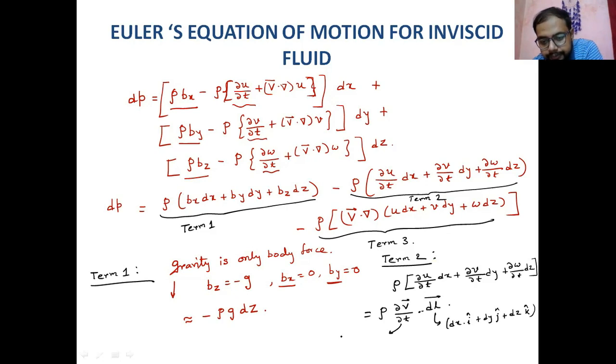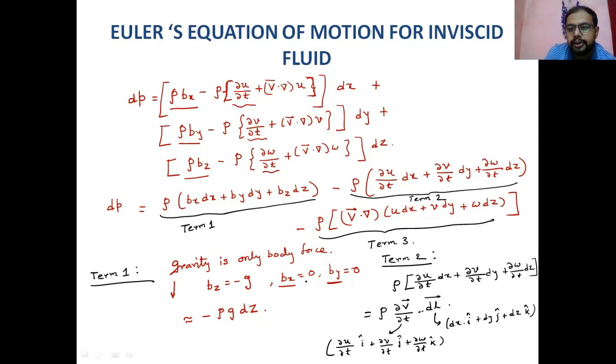And this part is del u del t i plus del v del t j plus del w del t k. If you do the dot product, it will come del u del t into dx, del v del t into dy, del w del t into dz. So term 2 also can be reduced in this manner. So term 1 and term 2, we can reduce easily.